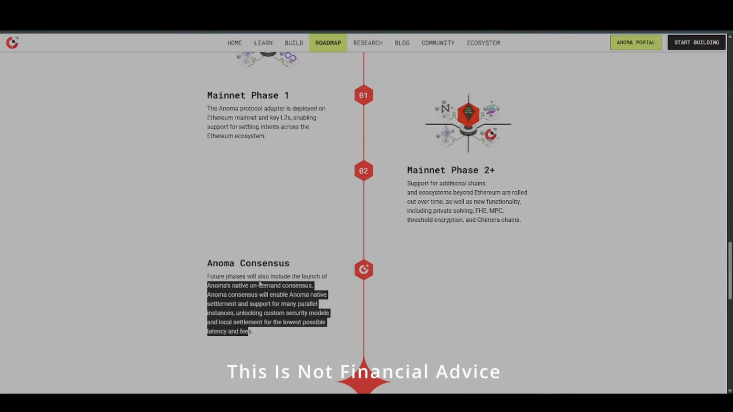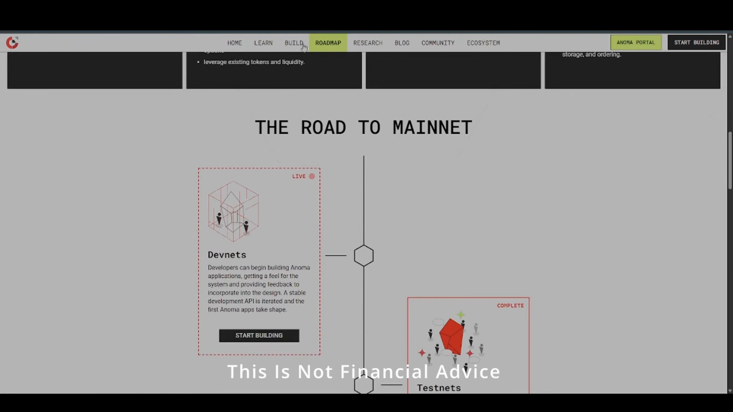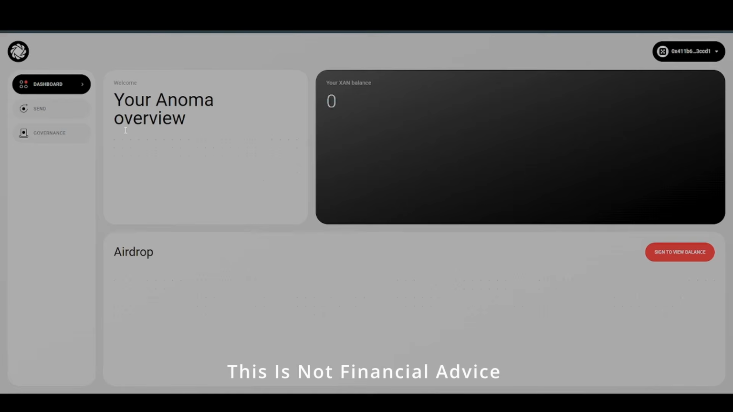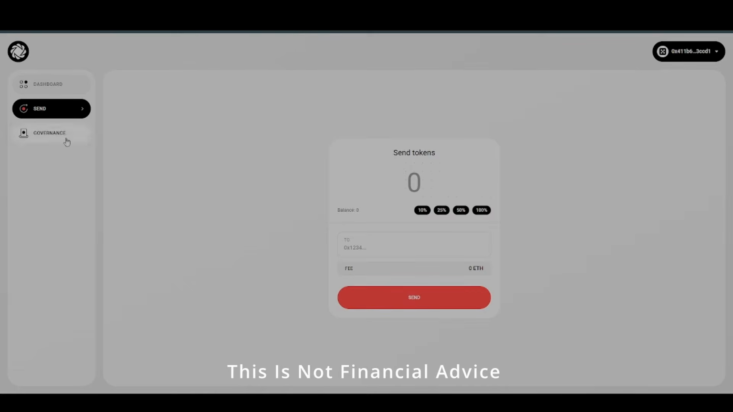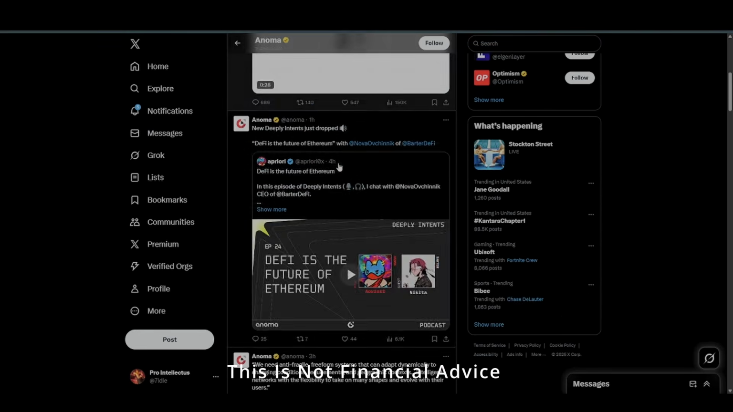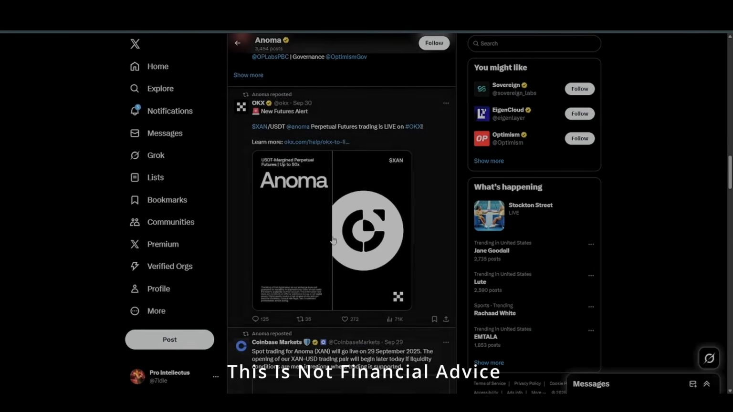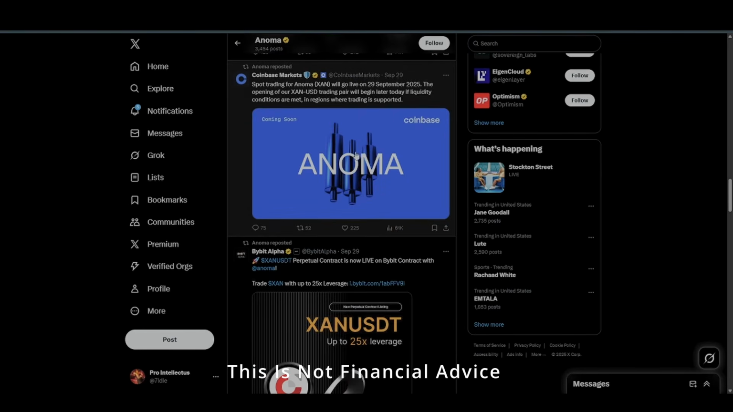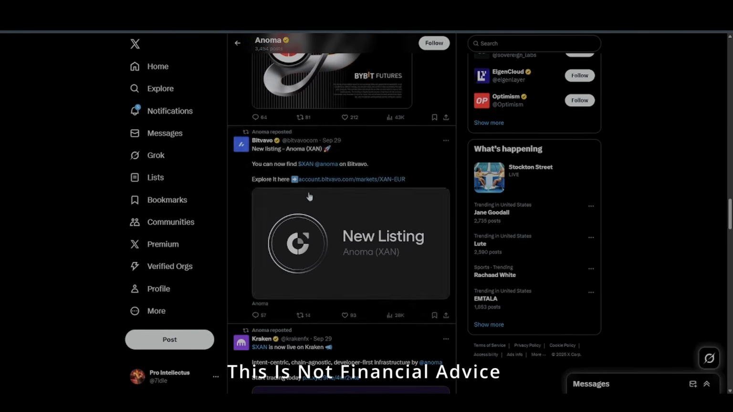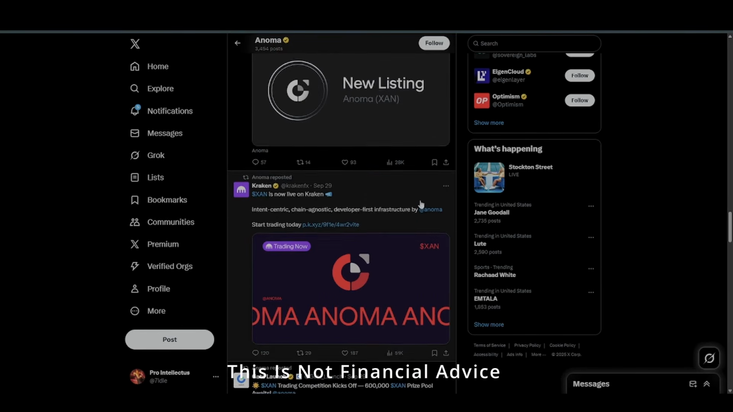So again, to do anything on their app as of now, I was able to find their portal, as you can see here. This is their portal where you can send, and you also get a governance option as well. Now in terms of the token itself, it has already secured a pretty big listing. As you can see, there is an OKX futures listing, there was a Coinbase listing, there is a Bybit Alpha as well as Bitvavo listing. Interesting. There was even a Kraken listing, which is a really big one.